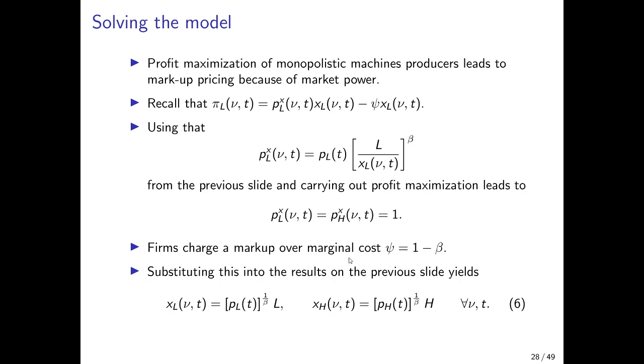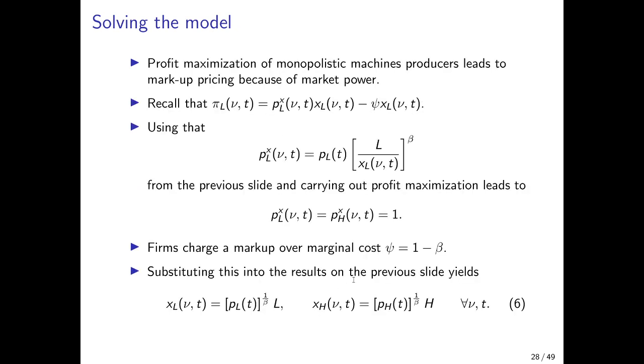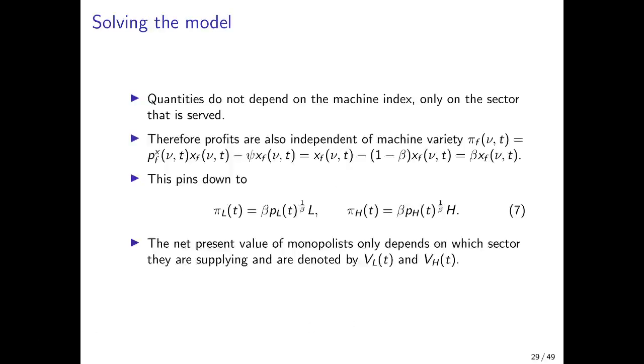And then we can substitute this result into what we had here. So just substitute out for the prices PLX and PHX, and then we get these demand functions for type L machines and type H machines here from the intermediate goods sector. Now we've seen a property that is also very familiar in this literature, that the quantities do not depend on the machine index, they only depend on the index of the sector that is served. But since they do not depend on the machine index, we have symmetry in these producers. So therefore profits are also independent of machine variety, and we get, if we solve that the profits are equal to this expression.